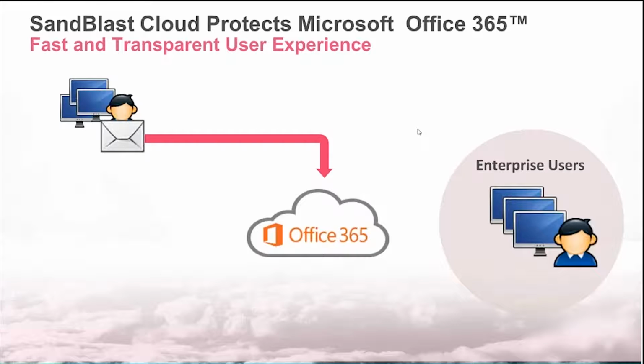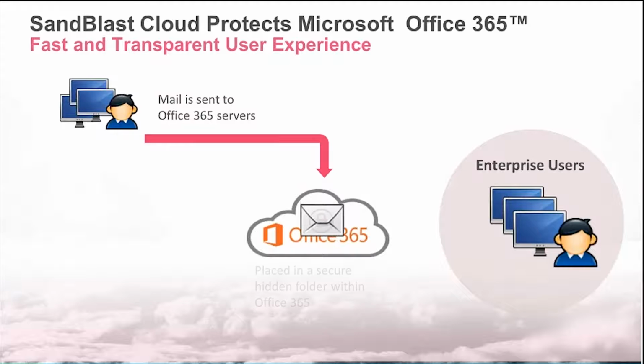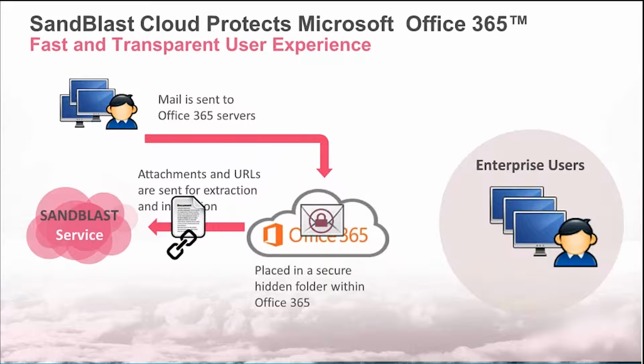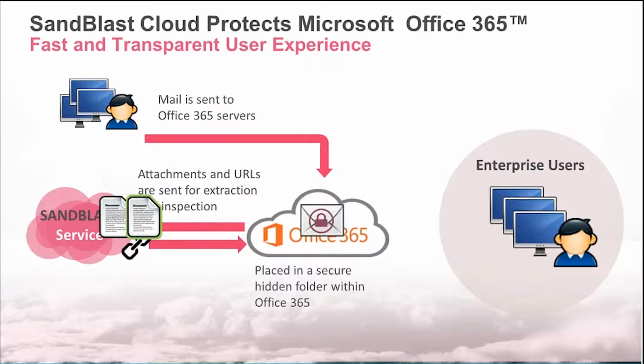And the way we provide security is we receive a notification in real time as soon as the email arrives to the Office 365 servers. And we can immediately take that email and place it in a secure quarantine folder within each and every inbox. What that allows us to do is take both the attachments and the body of the email, so looking for the URLs which are inside the mail, and send them to our SandBlast inspection service.